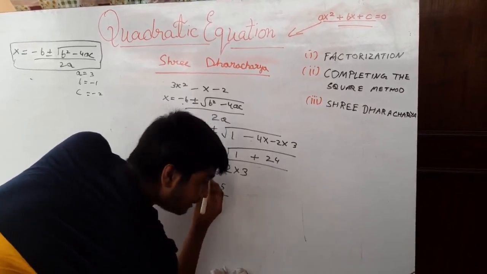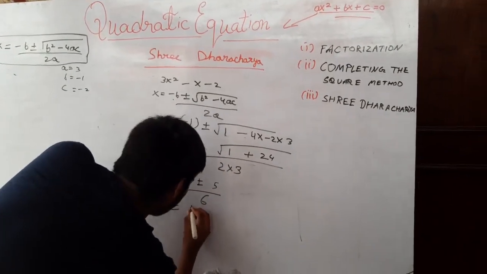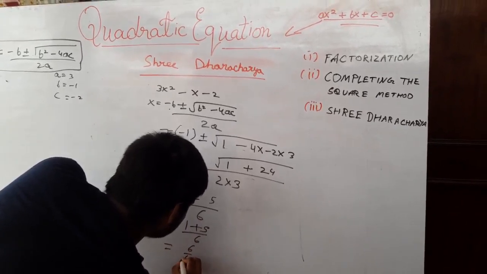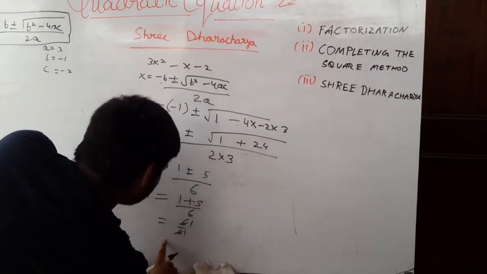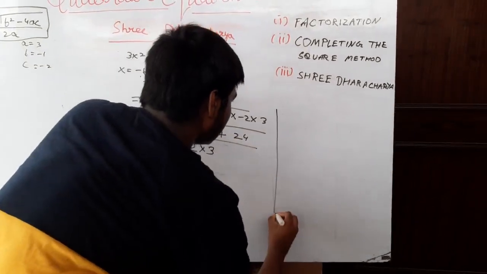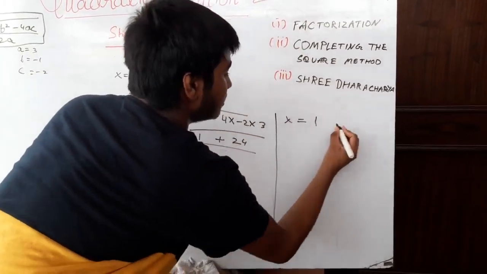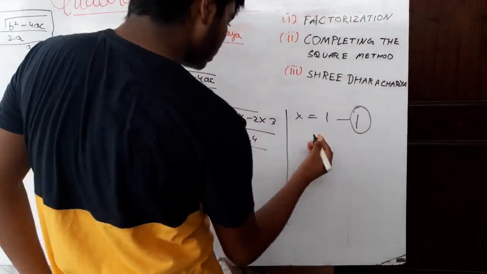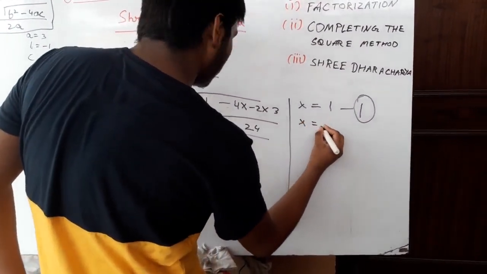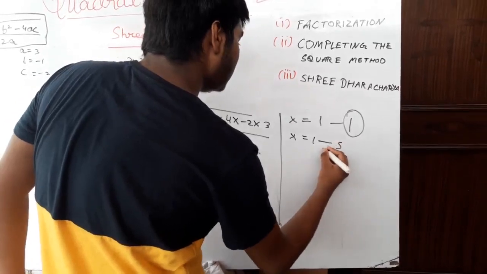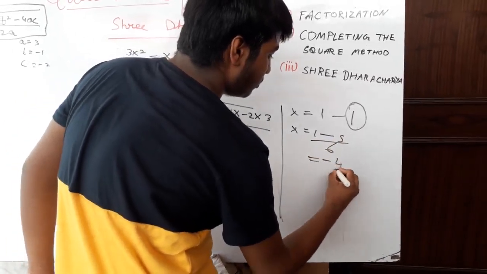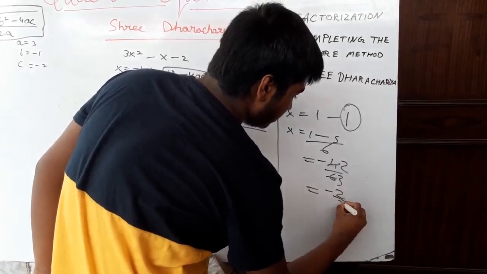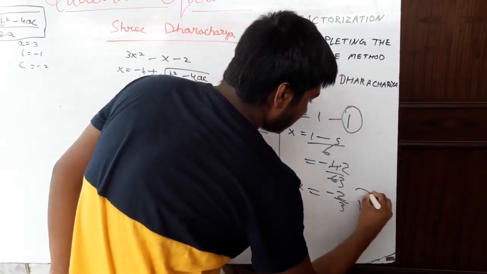Let me show it to you. If we take the plus sign first, x is equal to 1 plus 5 divided by 6. So what we will get? 6 by 6, and we'll get the value of x as 1. This is the first value. And if we take minus, we'll get x is equal to 1 minus 5 by 6. We will get minus 4 by 6, which is minus 2 by 3 as the other value.